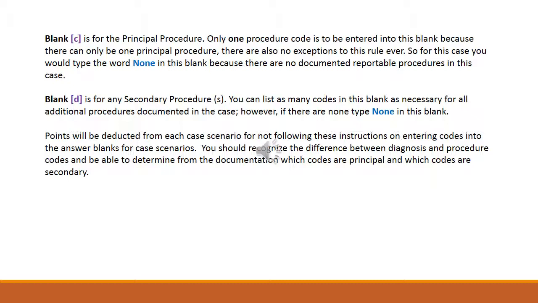Now continuing on, blank C is for the principal procedure. Only one procedure code is to be entered into this blank because there can only be one principal procedure. There are also no exceptions to this rule ever. So for this case, you would type the word none in this blank because there are no documented reportable procedures in this case. And finally, blank D is for any secondary procedure or procedures. You can list as many codes in this blank as necessary for all additional procedures documented in the case. However, if there are none, type none in the blank.